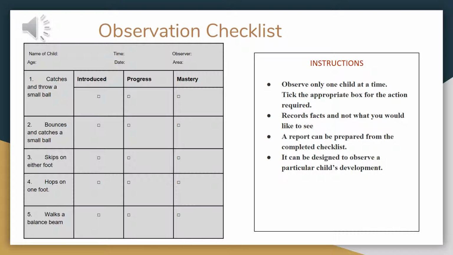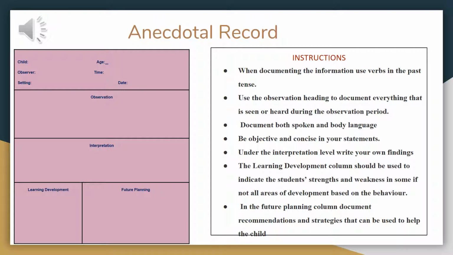When carrying out the observation, you must observe only one child at a time. Tick the appropriate box for the action required. Record facts and not what you would like to see. A report can be prepared from a completed checklist. It can also be designed to observe any particular child's development.